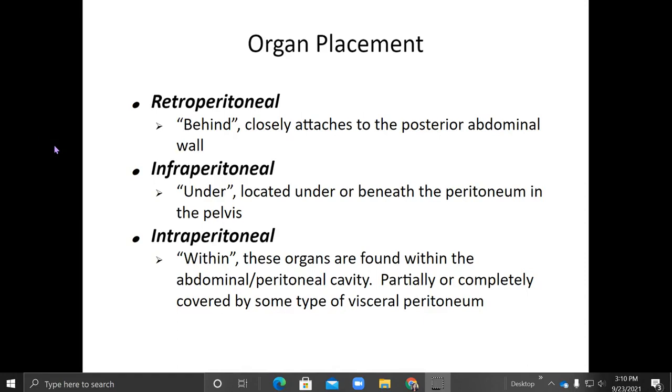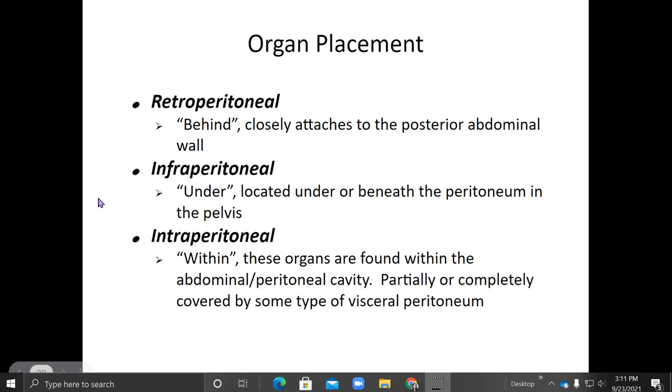In part 4, we are going to talk about organ placement, because all of our abdominal organs lie somewhere in the peritoneal cavity. Specifically though, some lie within the peritoneal cavity, which we describe as intraperitoneal. Some of our organs lie behind the peritoneal cavity, which we call retroperitoneal, and some lie below or under the peritoneal cavity, and those are infraperitoneal.